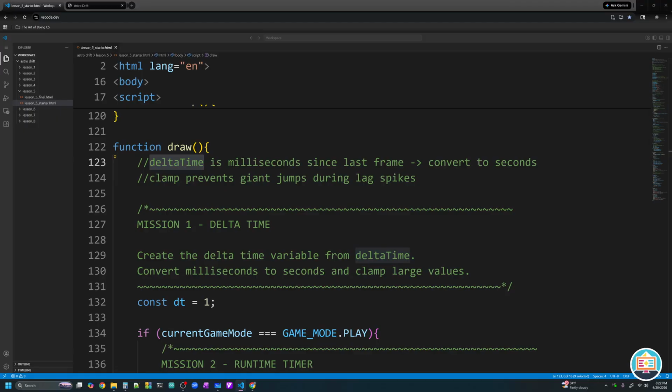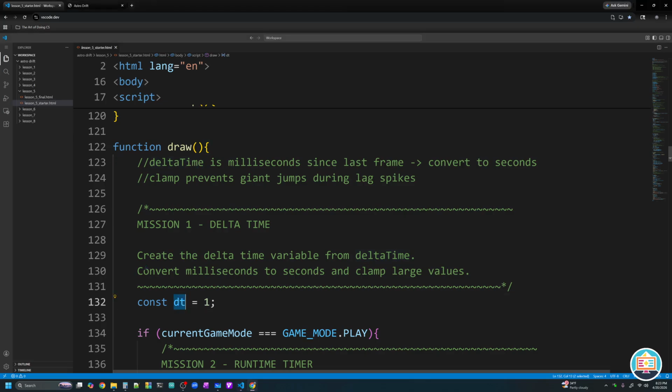Now, we want to convert milliseconds into seconds. We don't like working with milliseconds. And so there are 1,000 milliseconds in a given second. So to convert here, we just divide by 1,000. Now, we're going to use this to determine how much time has elapsed from the last frame, and then we'll convert that into seconds. And we're going to store it in a variable called dt for delta time.